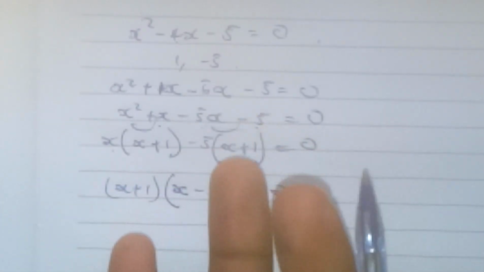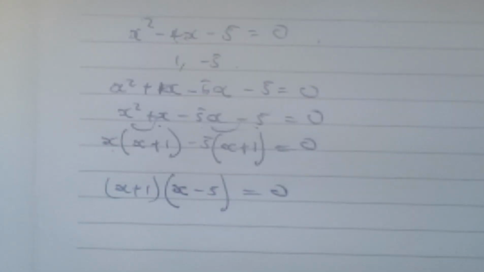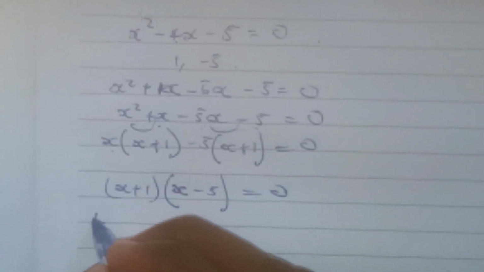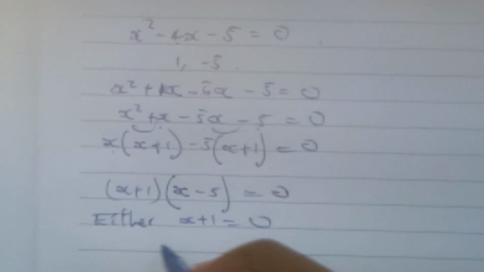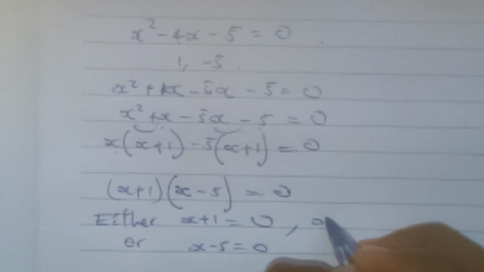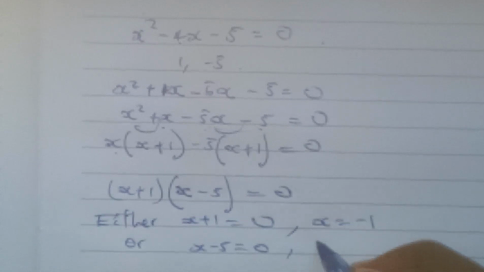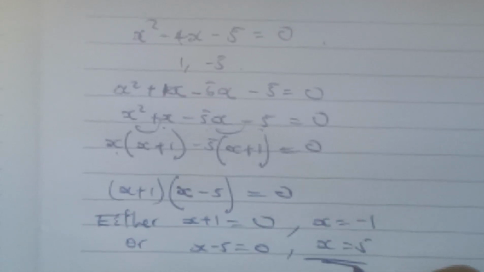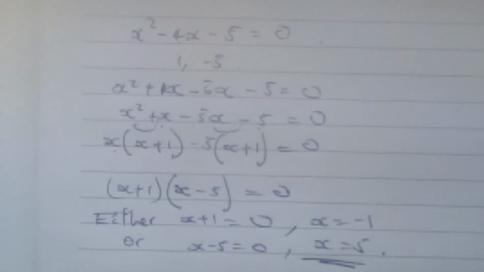Now we reach the other stage that we had in the first example. That means either x plus 1 equals to 0 or x minus 5 equals to 0, whereby here we'll end up with x equals to negative 1 and here x equals to 5. So that would be the solution to that quadratic expression.